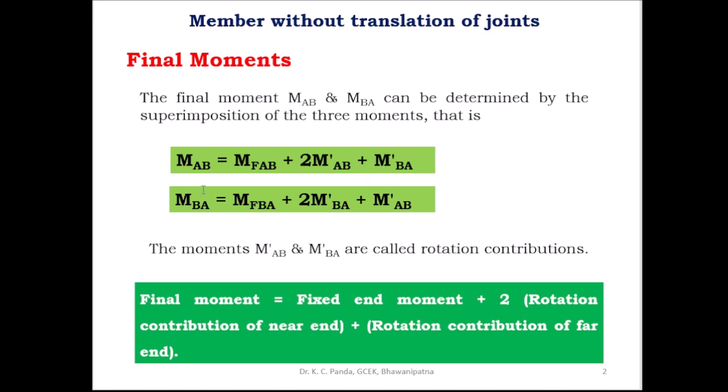Similarly, MBA is equal to MFBA plus twice M dash BA plus M dash AB. MFBA is the fixed end moment at end B, 2 M dash BA is the near end rotation moment, and M dash AB is the far end rotation moment. The moments M dash AB and M dash BA are called the rotation contributions, or rotation moments. The final moment is equal to the fixed end moment plus twice the rotation contribution of the near end plus once the rotation contribution of the far end.